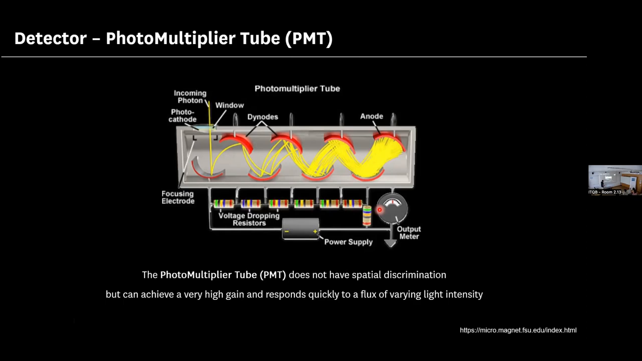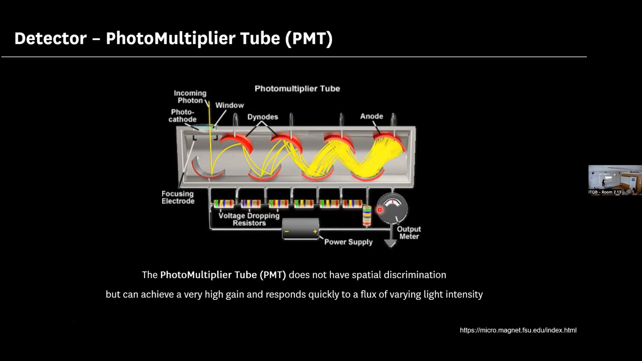And it's a point detector, so it only detects light coming from a point, and it needs to be able to amplify the photons that it receives into a signal that we can read, and it needs to do this very, very fast. And this is the PMT, the photomultiplier tube.